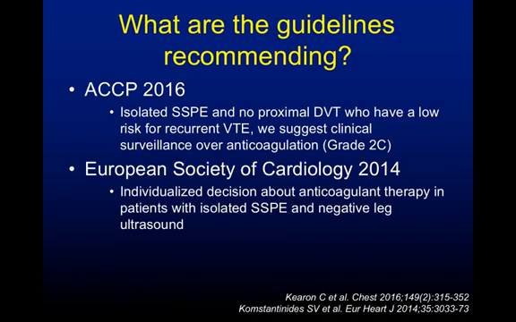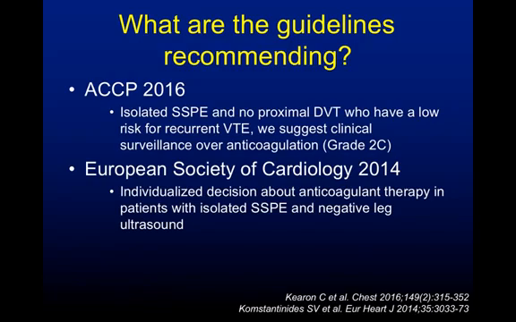And so what are the current guidelines recommending? Well, the ACCP guidelines published in 2011 state that isolated subsegmental PE in patients with no proximal DVT who have a low risk for recurrent venous thromboembolism, they suggest clinical surveillance over anticoagulation with a grade 2C recommendation. The European Society of Cardiology in 2014 stated that an individualized decision about anticoagulation therapy in patients with isolated subsegmental PE and negative leg vein ultrasound should be considered.